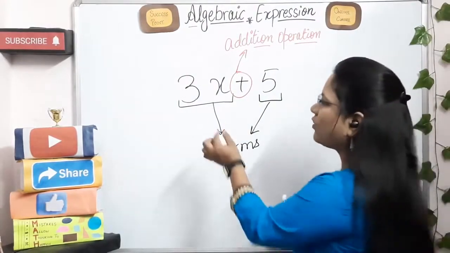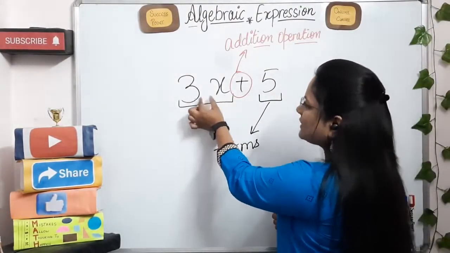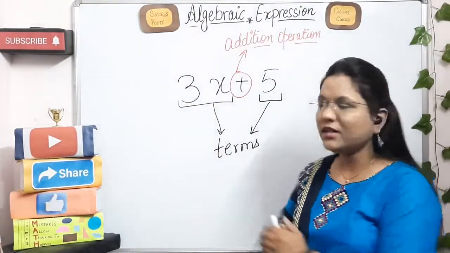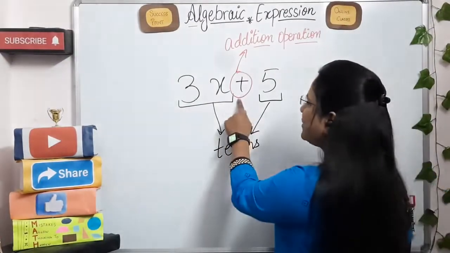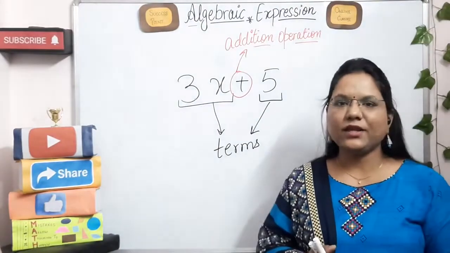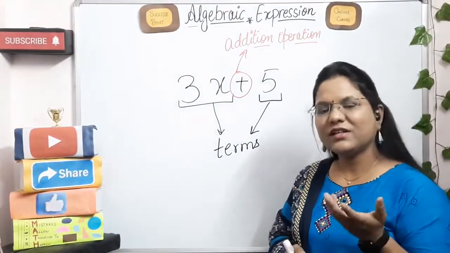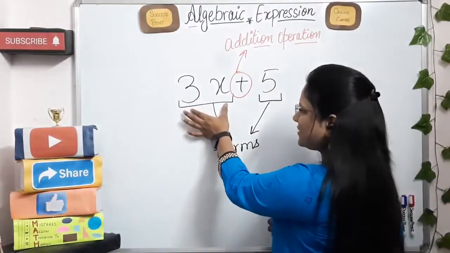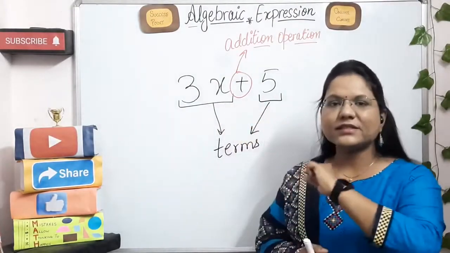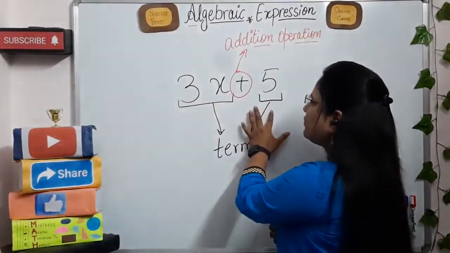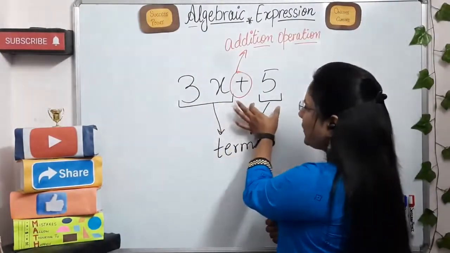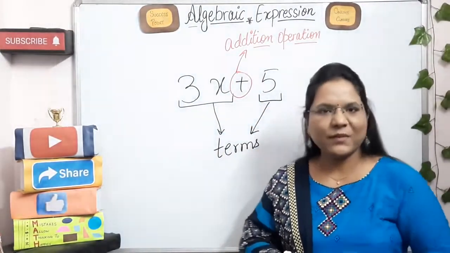What is a term? When you get variables and coefficients together, but how would we know that? If you get a plus sign or minus sign in between, they are called terms, like 3x plus 5. Plus is helping us to join 3x and 5. So 3x is a separate term, 5 is a separate term.